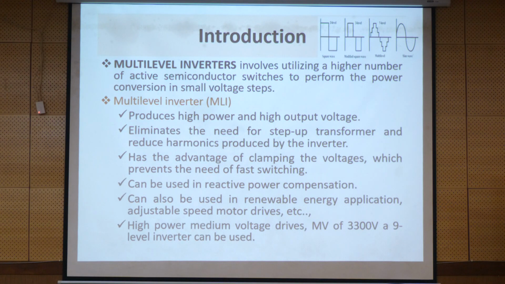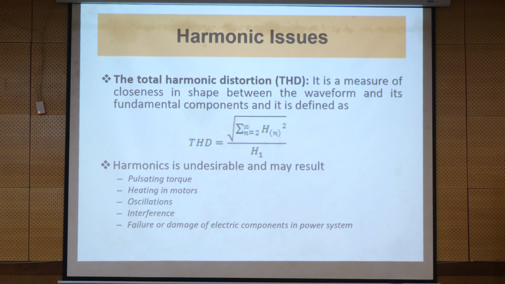The performance of this can be measured by many parameters, whether our functionality is performing well or not, and you have to decide which factor to use. One factor is total harmonic distortion, which we will take into consideration, and other than this we have other parameters as well. It is a measure of closeness in shape between the waveform and its fundamental component, which is defined by this expression, harmonic distortion.